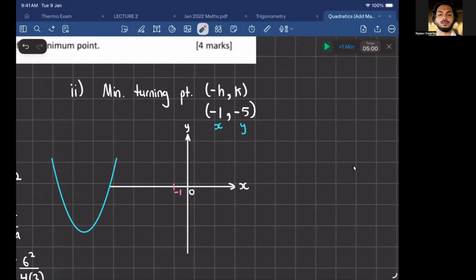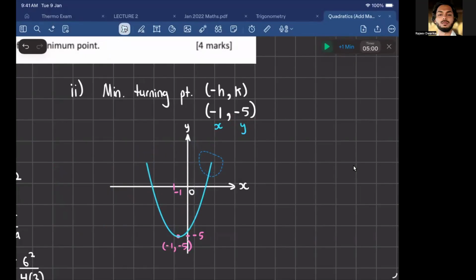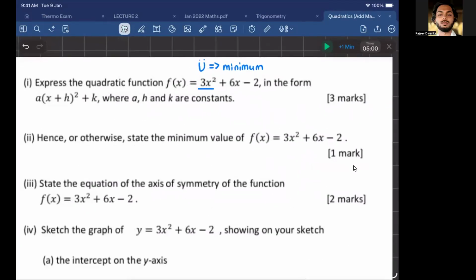Avinash and Caleb, the y value is -5. So is it going to be above here or downwards? Downward. Great. It would be downwards. So -5, I could estimate that to be over here. And this would be the minimum point. In other words, this is the lowest point the graph is going to go. This is a rough sketch, but this is what's going on. The original question was to state the minimum value.